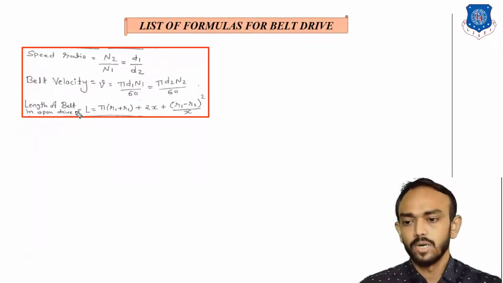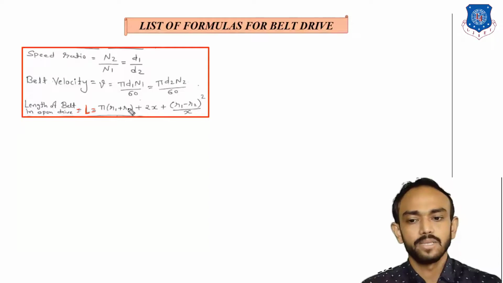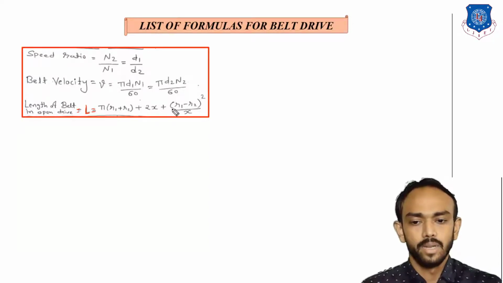After that, the third formula, which is very important: length of belt is equal to pi times (r1 plus r2), plus 2x, plus (r1 minus r2) whole square divided by x. So this is the formula.